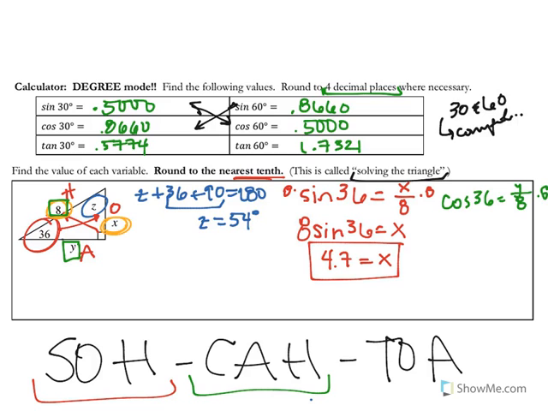Again, algebra, multiply by 8 on both sides. 8 cos 36 equals y. Put that into your calculator, 6.5 equals y. You also could use Pythagorean theorem, but this is practicing what we learned today. So I'm going to pause here and then click on the next video to see more examples.